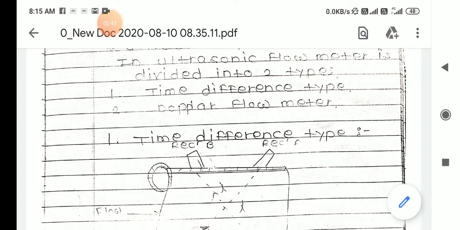So what is a flow meter? What are the classifications of flow meter or flow measuring techniques? Let us learn about it in today's video. We will discuss the ultrasonic flow meter.